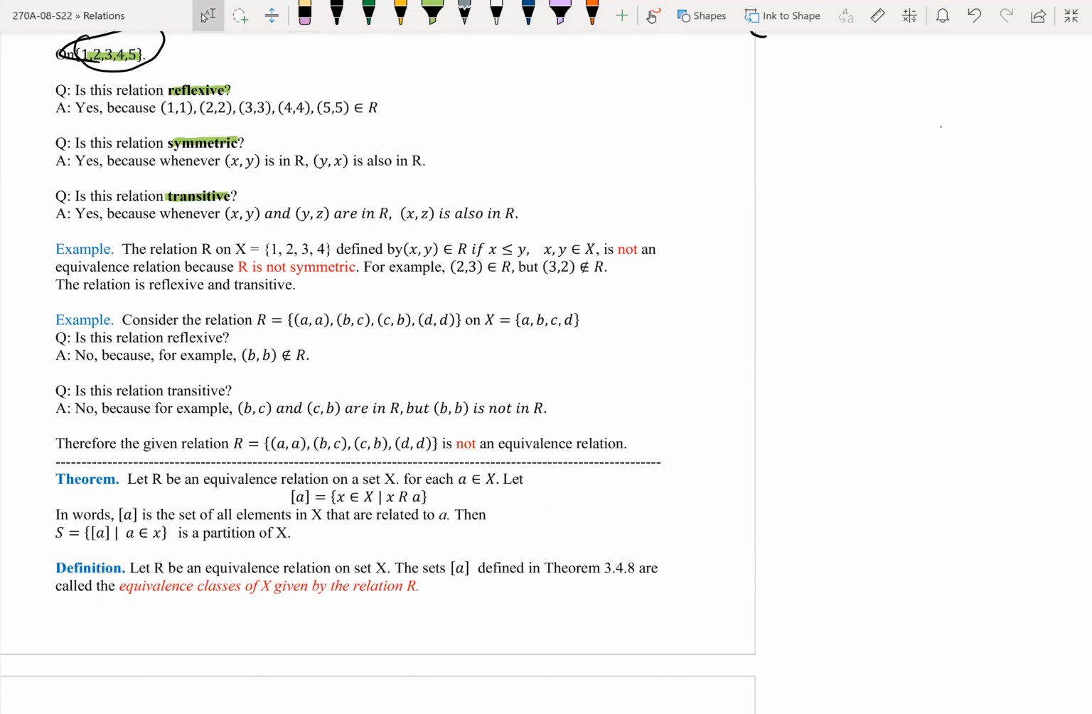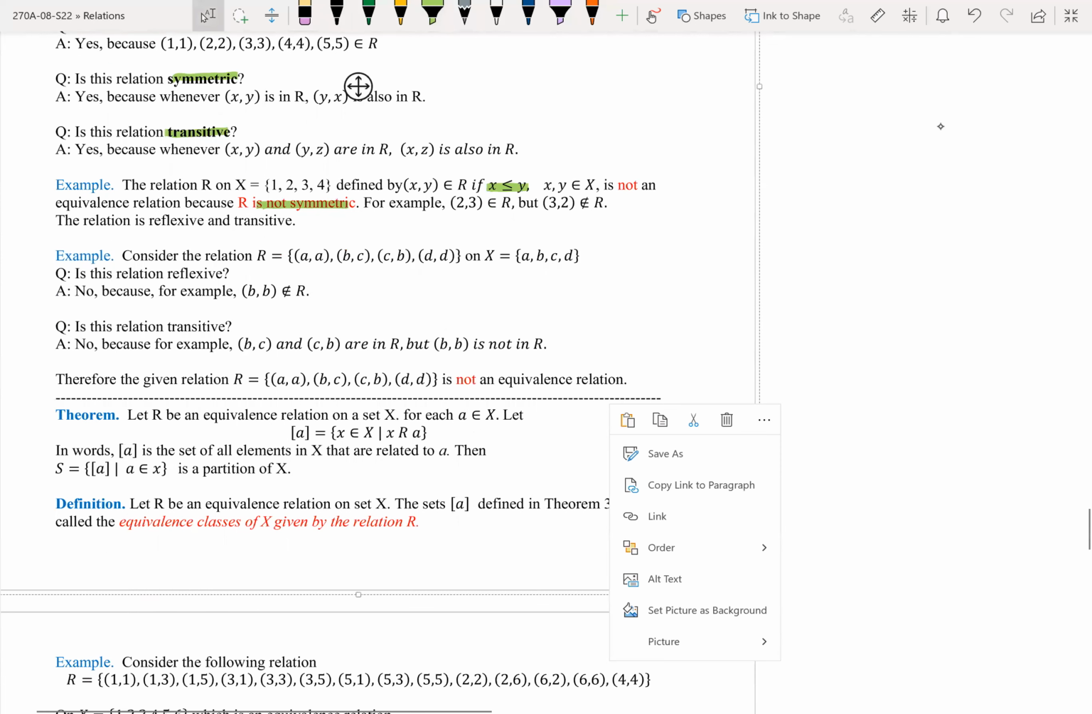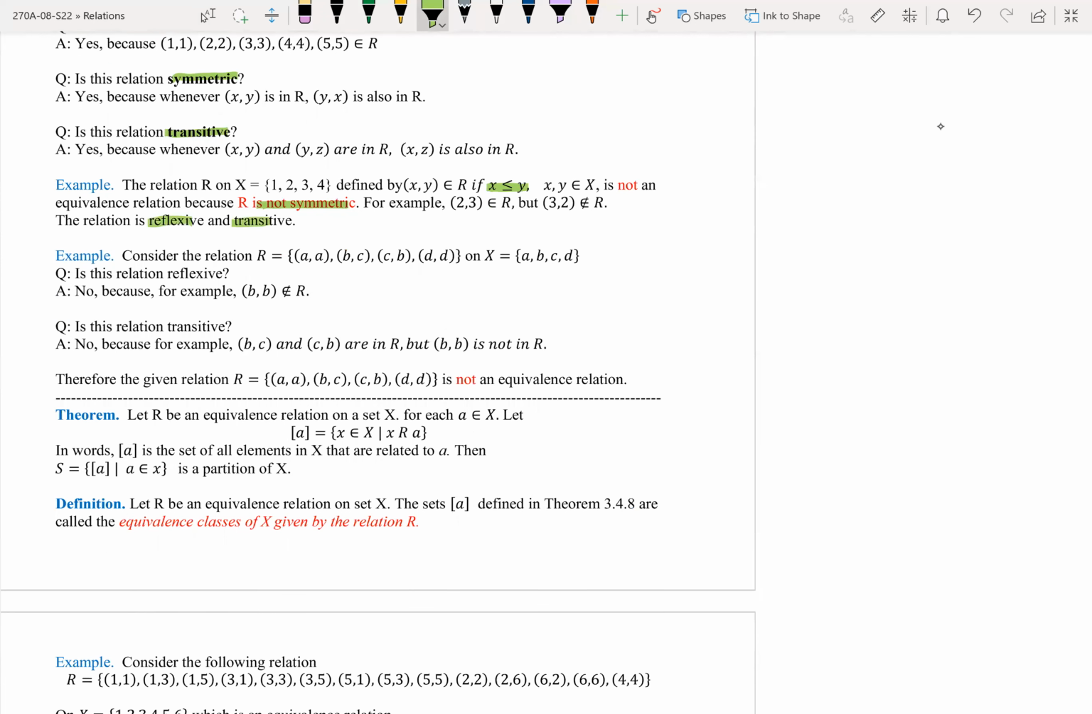Move on. Do I have time? Yeah. Move on. So as I mentioned, this is not symmetric, right? X is related to Y by X less than or equal to Y, but Y is not necessarily less than or equal to X unless they are the same. So that's not symmetric. So the relation is not an equivalency relation. It's transitive and reflexive, but it's not symmetric. So this is not an equivalency relation, okay?